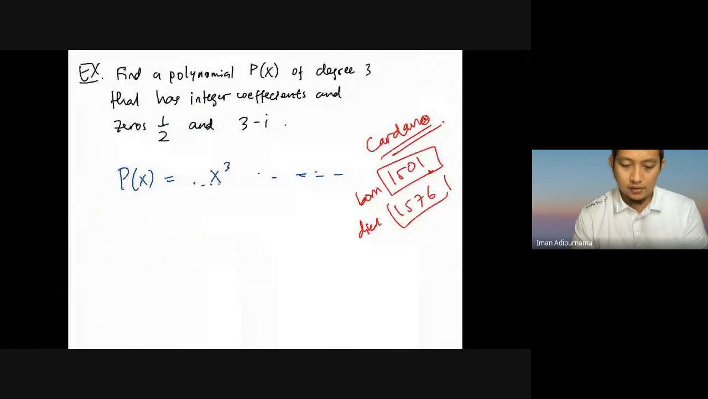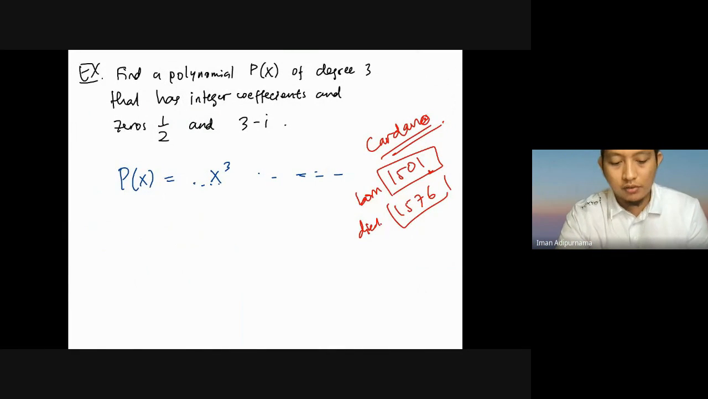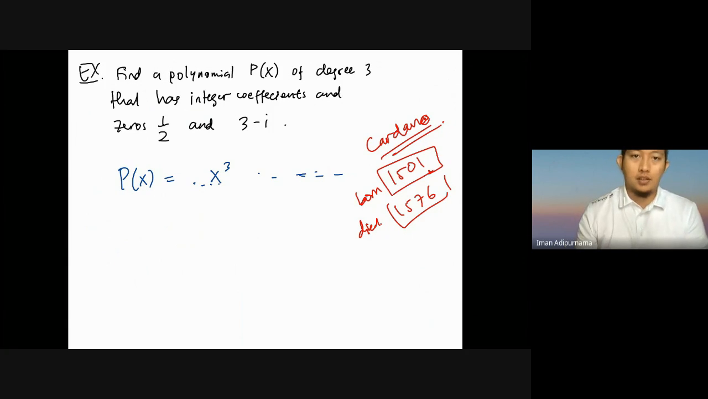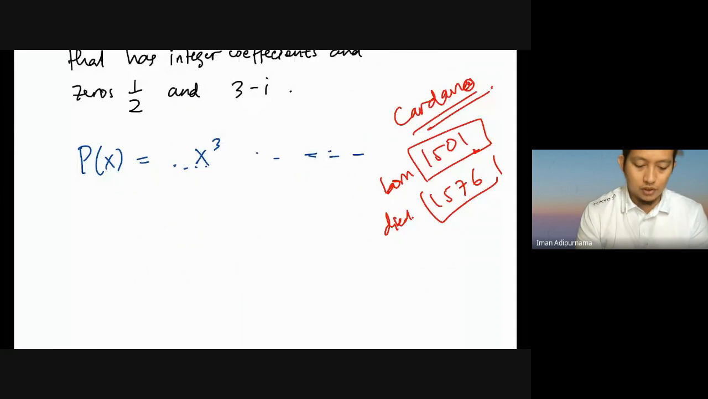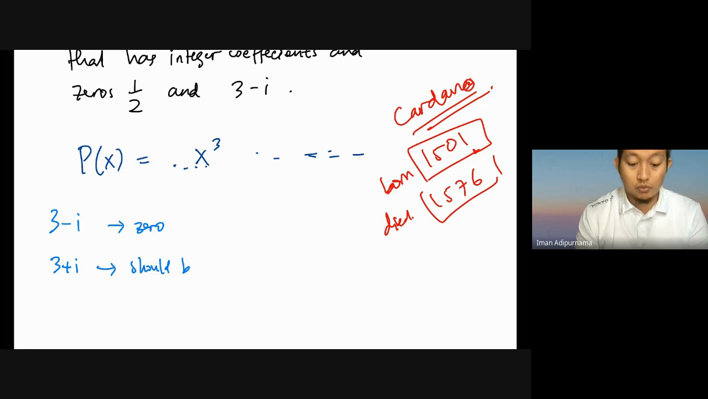Okay, now back to this question. It's asking what polynomial we will have, right? So first, let me use blue color. First, we know that 3 minus i is a zero. Because 3 minus i is a zero, I will have another conjugate, 3 plus i, which should be a zero, according to the conjugate theorem.